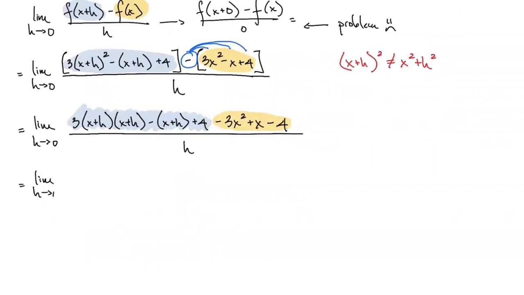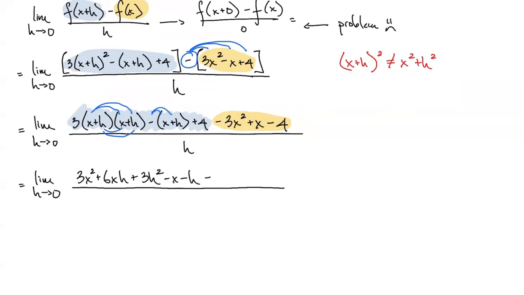So we're going to distribute here x squared, x plus h, h squared, and we'll get 3x squared plus 6xh plus 3h squared. Now let's distribute this minus sign here. So negative x, negative h. And then that part from the plus 4, and then minus 3x squared plus x minus 4, all over h.